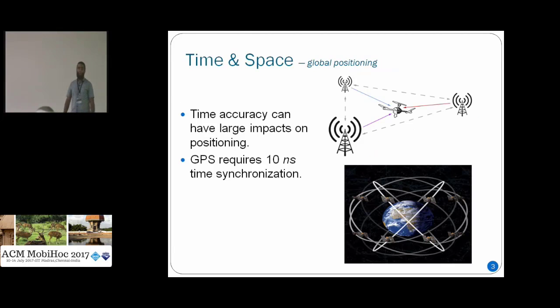However, the time and the space problems are always correlated. GPS, for example, requires 10 nanoseconds synchronization in order to achieve localization. Also, any error in the time calculation will affect the localization process. So time and space are always correlated problems.